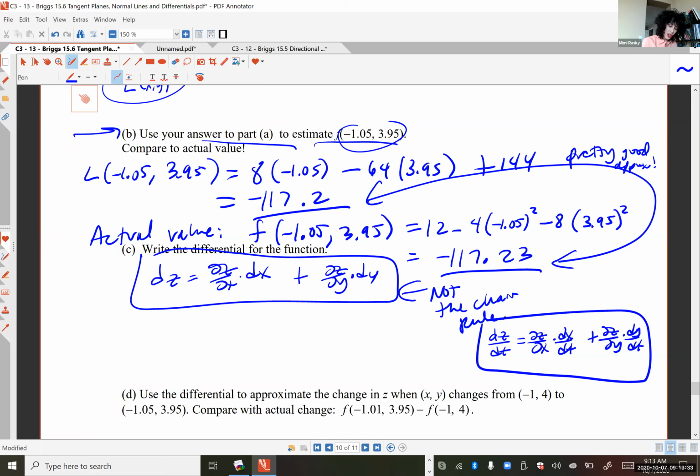So this is the chain rule right here. This is not the same as the differential.